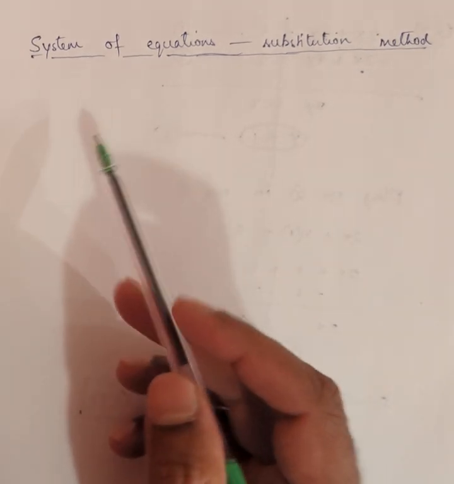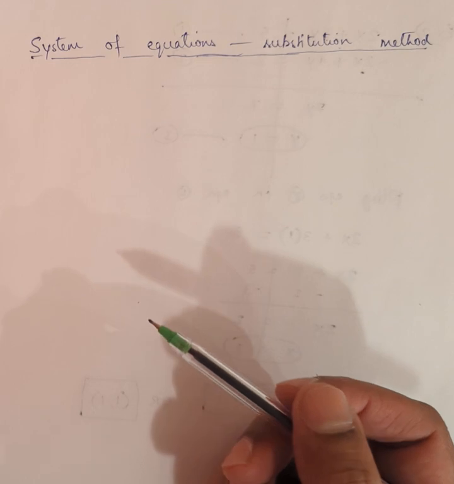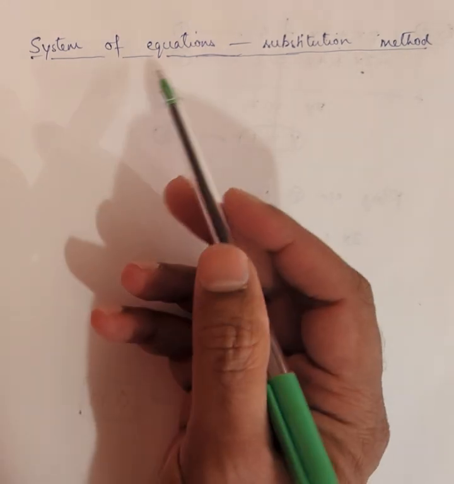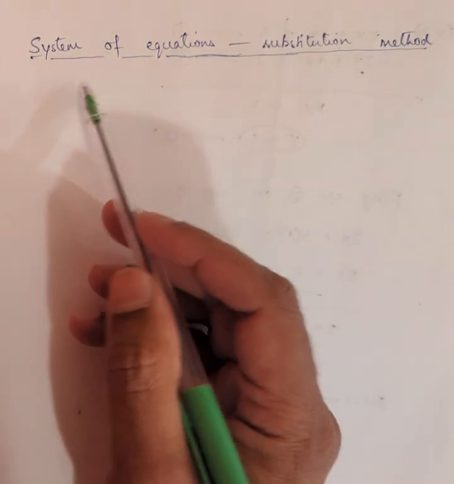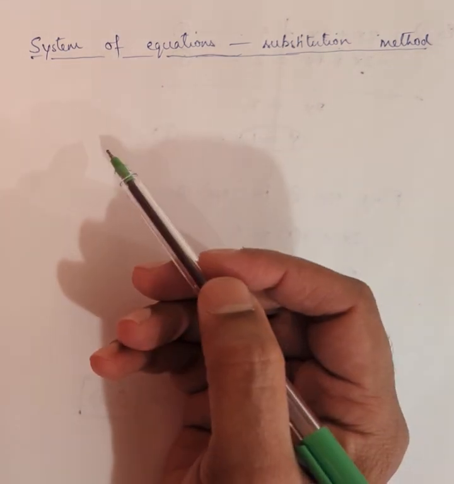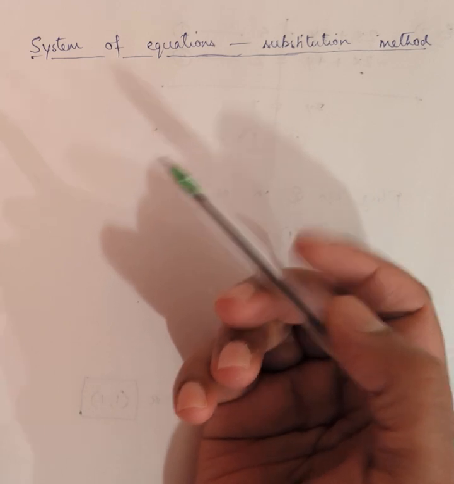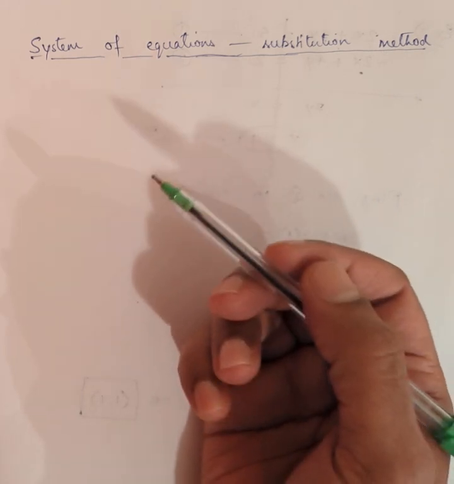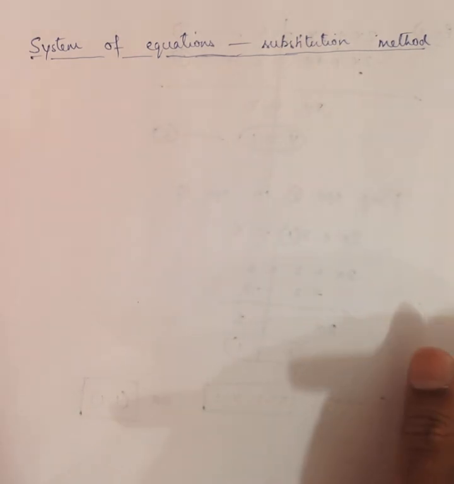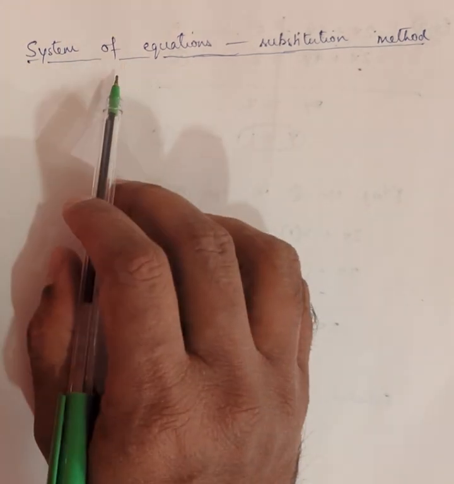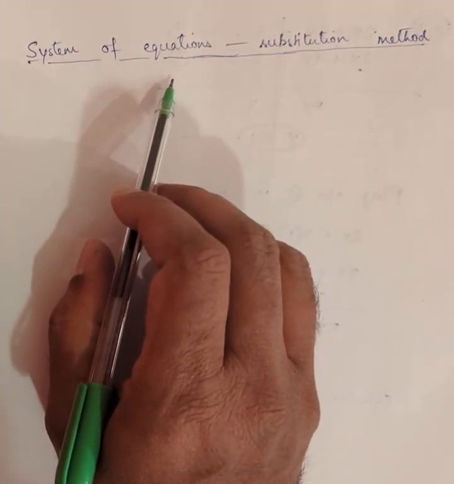System of equations, substitution method. In this video, we'll talk about solving a system of two equations. The ideas could be extended to more than two, so something like 3 or 4 variables. But we need to understand it for 2 variables first.